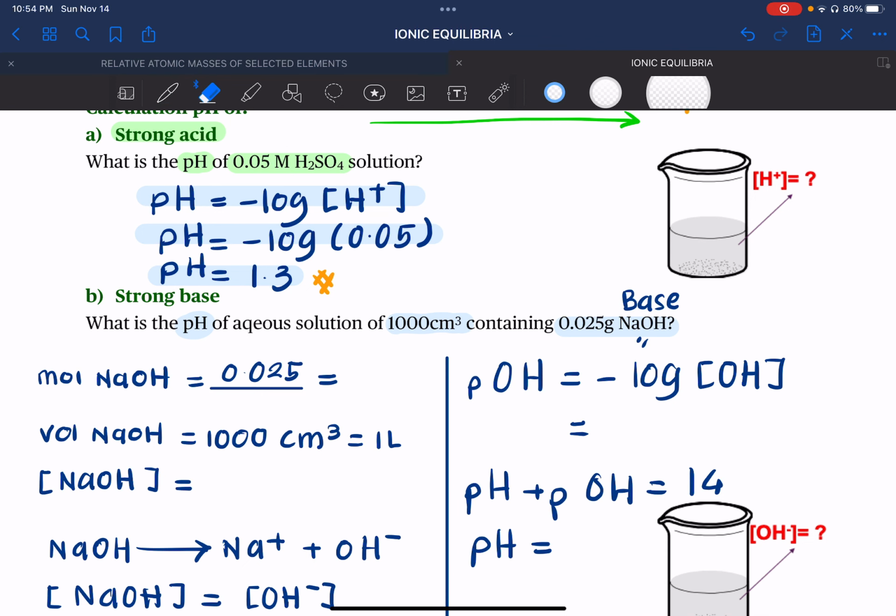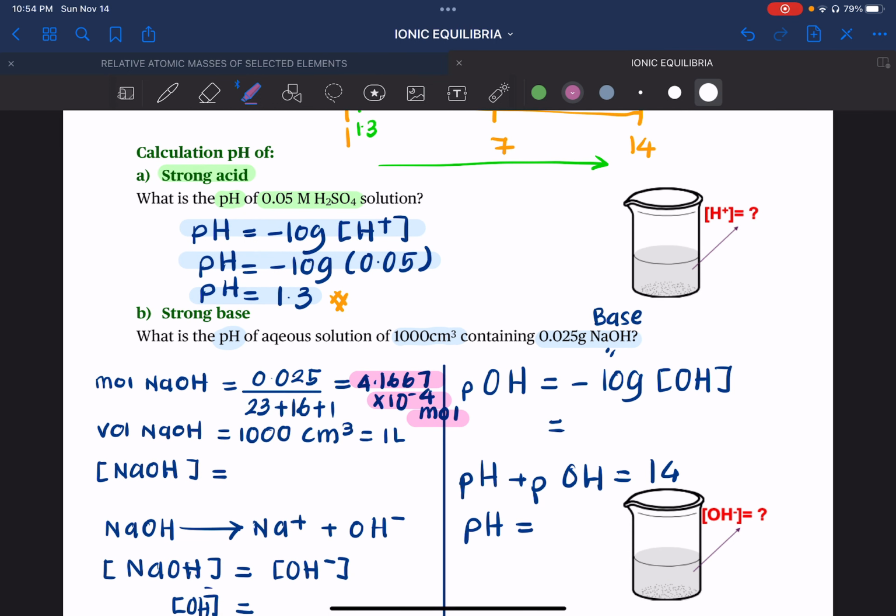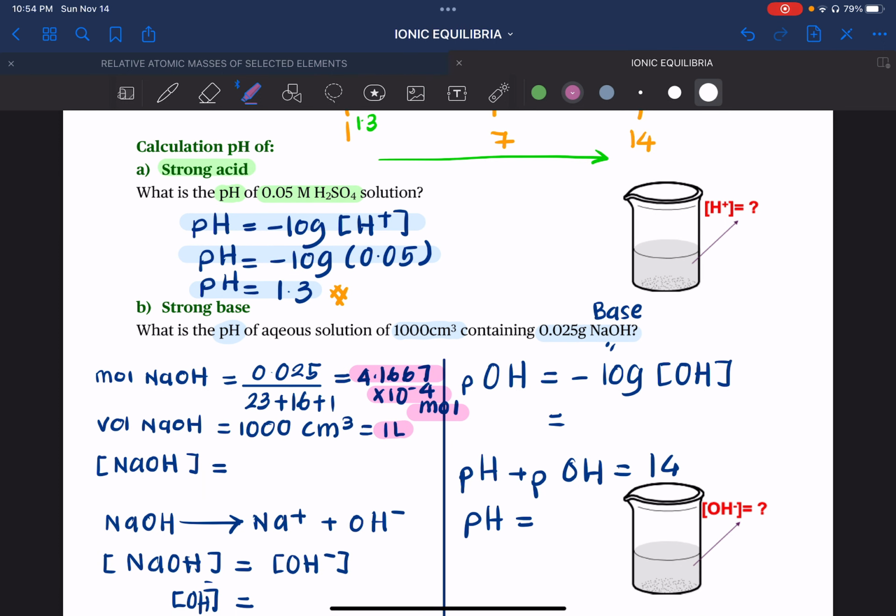Okay, so sorry, molar mass dia. Molar mass NaO, sodium 23, this one 16, 1. Okay guys, cuba kira sekejap. What is the mole for NaO? You should get 4.1667 exponent negative 4 mole. Okay, good. Okay, cari dulu mol. Okay, dia bagi volume 1000 cm3, so itu bersamaan dengan 1 liter.